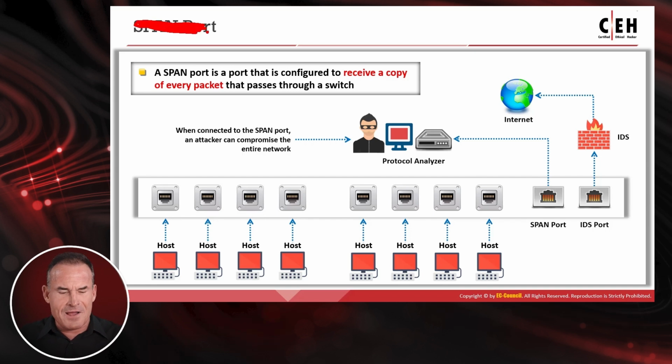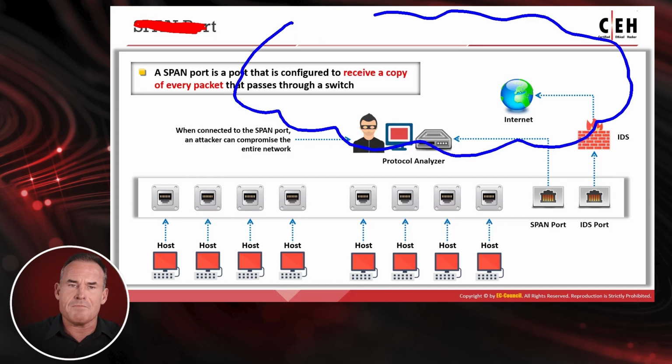All right, now that we've defined the span port, let's use this slide for a different purpose altogether. Let's talk about how switches work. All right, the switch will make mappings in what's called the CAM table, which is just memory, content addressable memory. And it starts off with a blank slate.